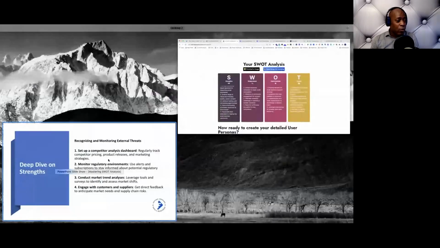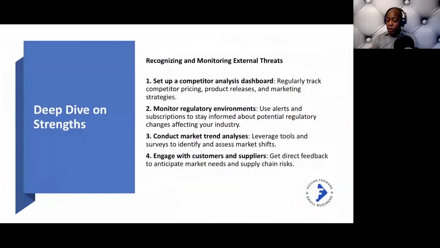So let's come back over here. Let's go through the threats, and I'm going to dive into a couple more tools for you. Okay? So you need to recognize and monitor the internal threats. Okay? So we looked at that, conducting the market analysis, trend analysis, and then, of course, engaging with customers and suppliers. Get direct feedback to anticipate market needs and supply chain risk. So you're having a conversation. What's missing from my product? What else would you like to see from what we provide you? Is there anything that we didn't cover?